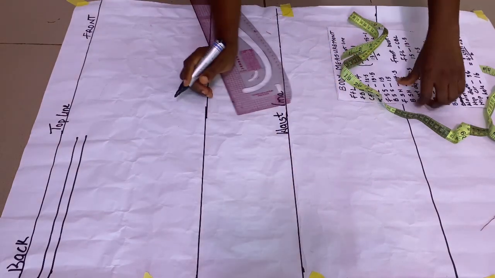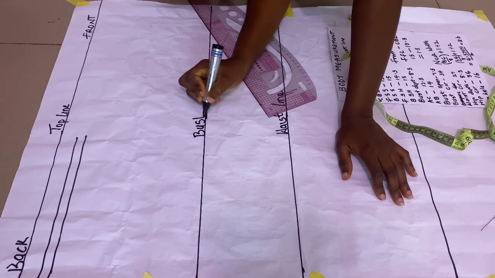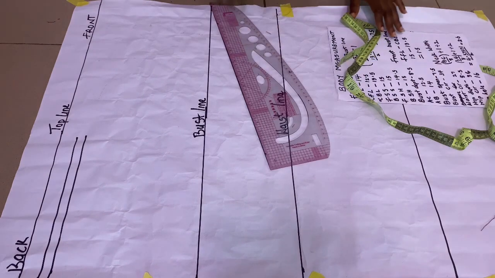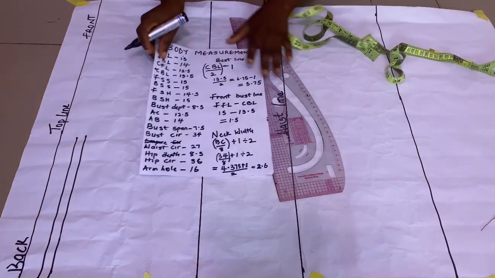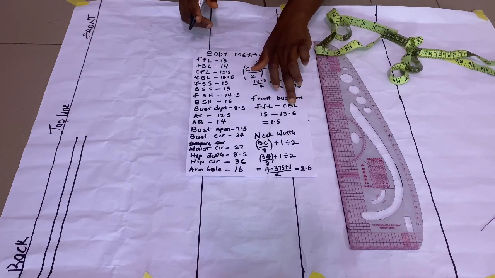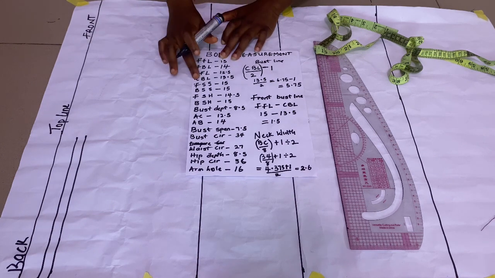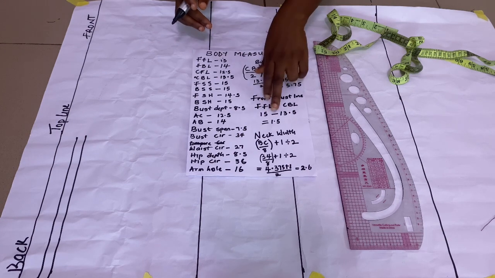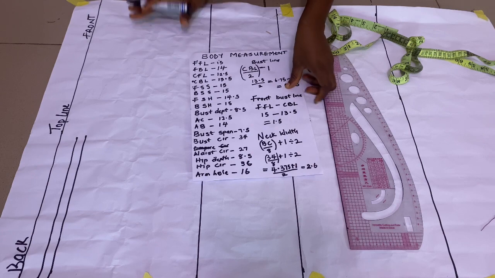And this is the bust line. So to get the front bust line, it is the full front length minus the center back length. The full front length is 15 and the center back length is 13.5. So it will be 15 minus 13.5, which is 1.5, and that will be the front bust line.